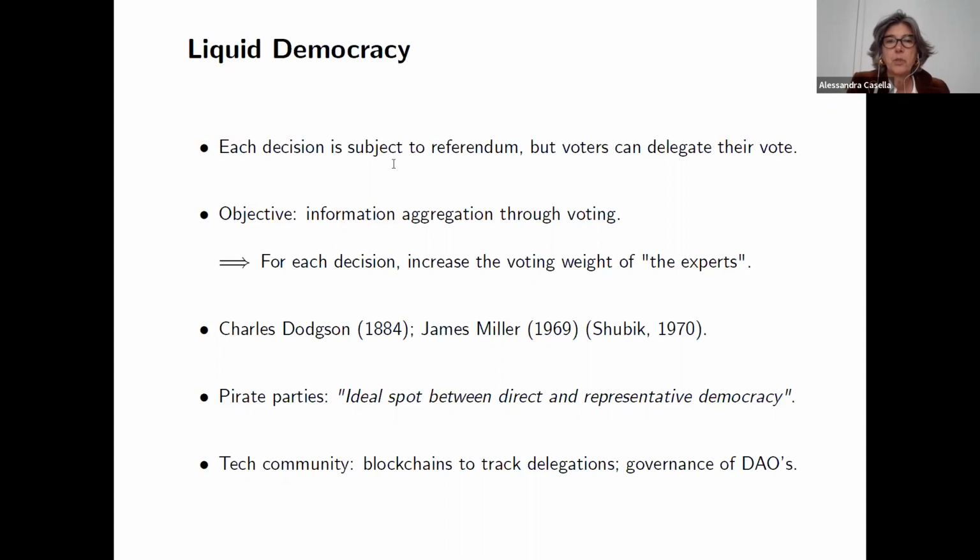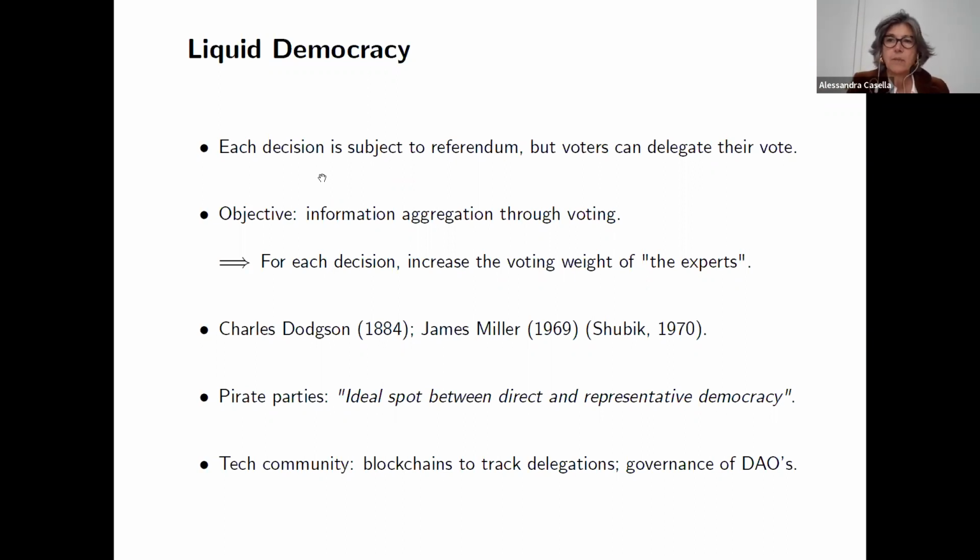In the simplest form, liquid democracy simply means that each decision is subject to a referendum, but voters can delegate their vote. And the delegation is transitive. So I can give my vote to Max, and Max gives it to someone else, etc.